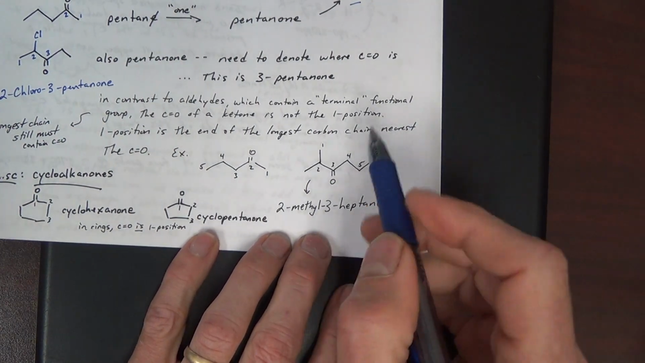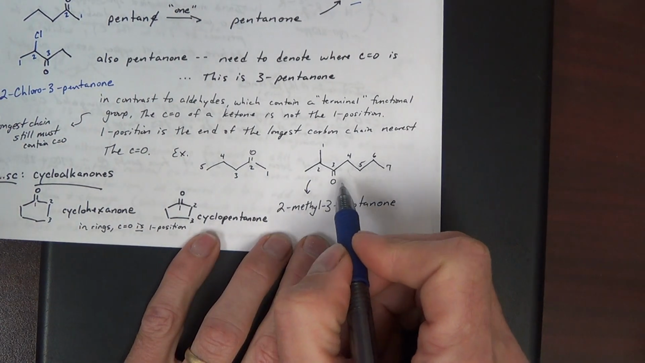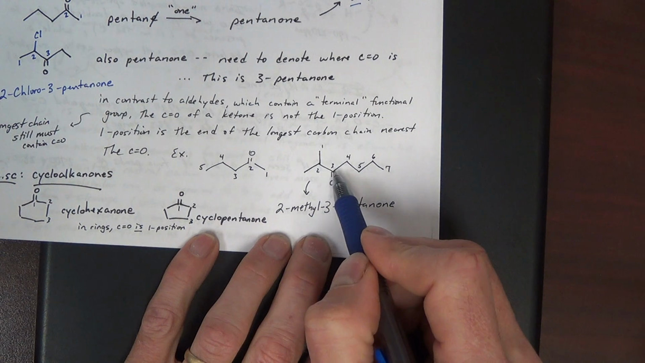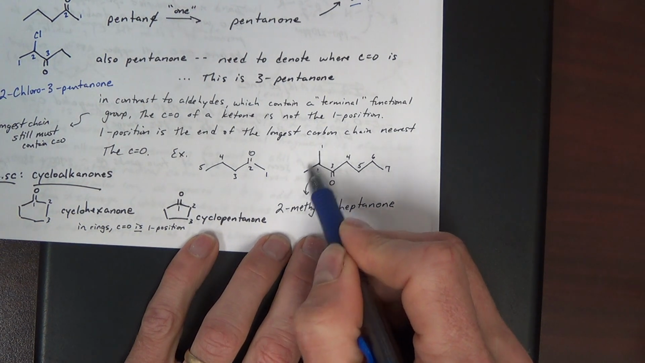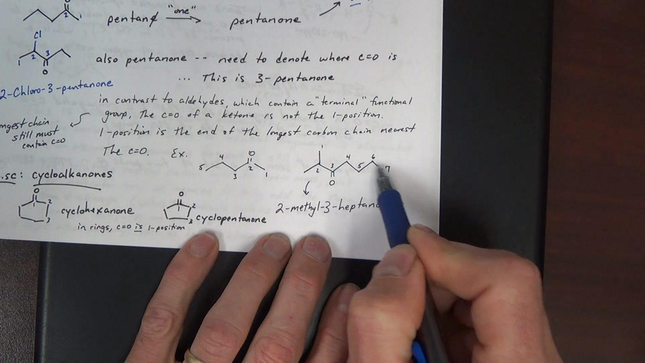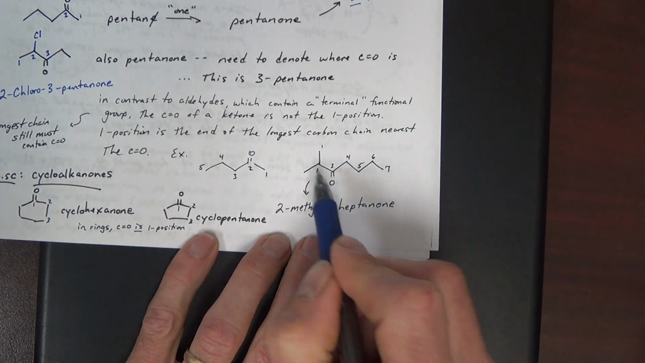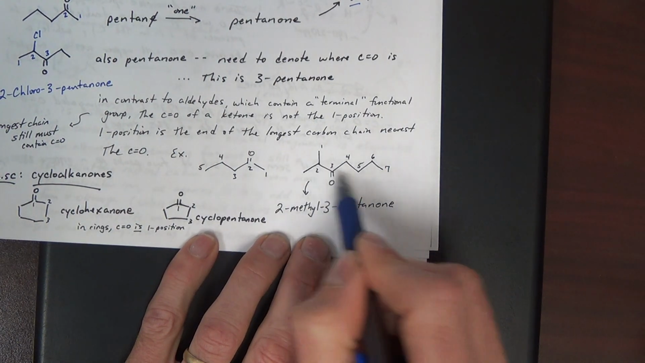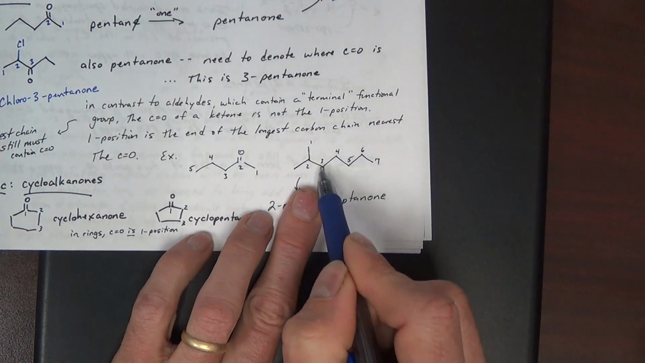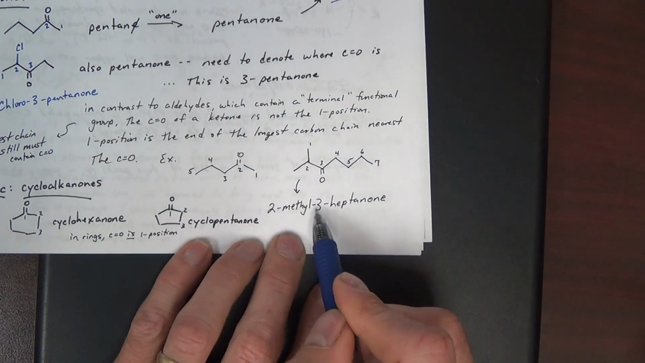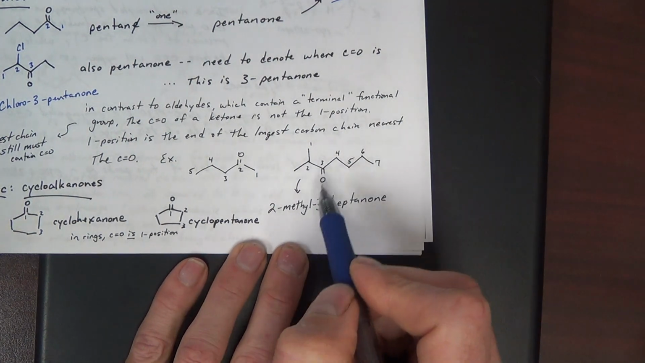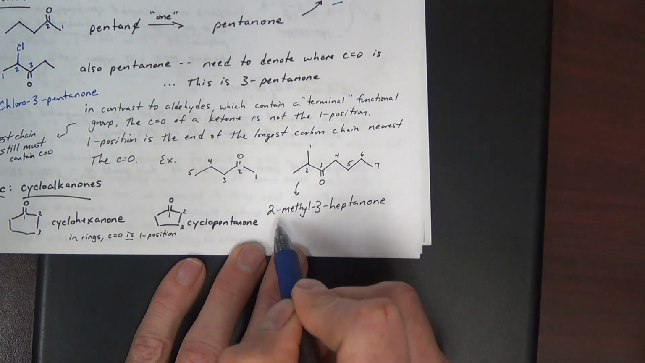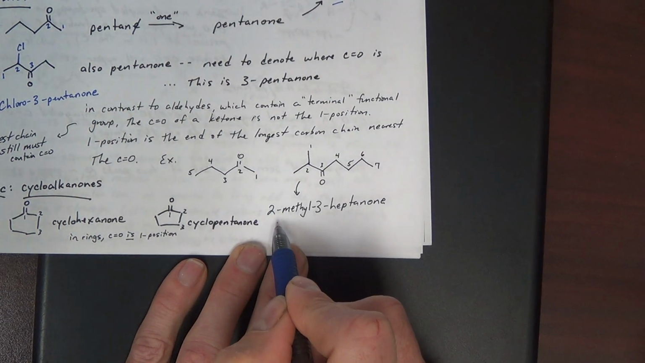Let's name this compound here. Longest continuous chain that includes the carbonyl. Either way, this is 1. 1, 2, 3, 4, 5, 6, 7. Which end is number 1? Well, it would be this end because this is the end closest to the carbonyl. 3, 7 would be heptane. We change it to heptanone because we have a ketone here. The carbonyl is at the 3 position, so we have 3-heptanone. And then on our 3-heptanone, we have at the 2 position this methyl group, so the compound name becomes 2-methyl-3-heptanone.